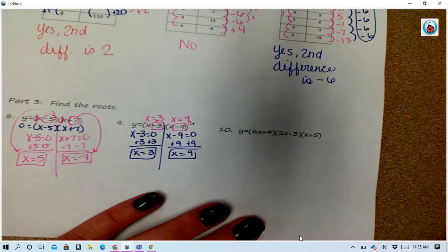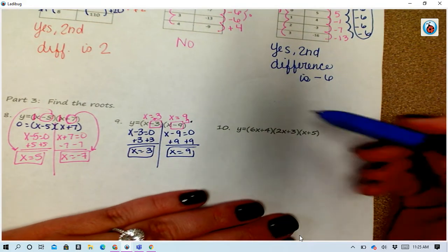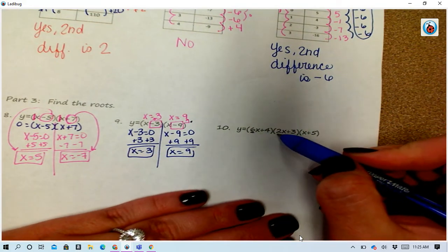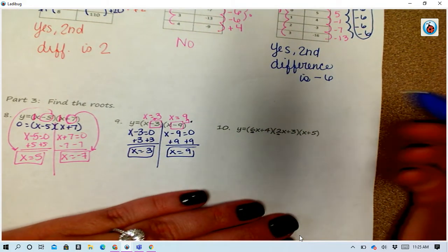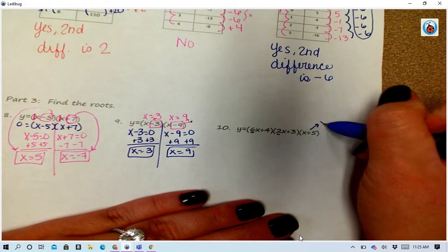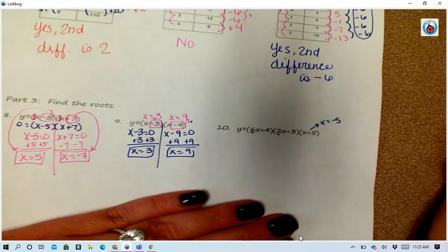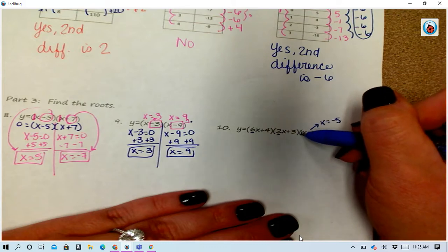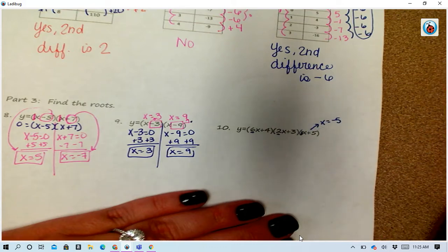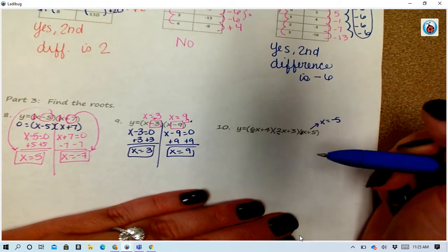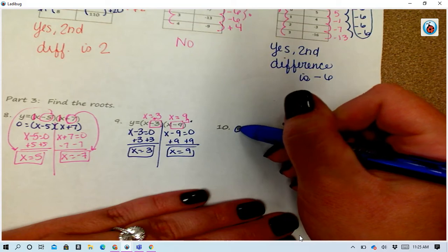Okay, number 10 does throw you off a little bit. Why? Because I put some coefficients here in front of the x. So the only one that you could use the rule on is this last set of parentheses, because there's not a numerical coefficient in front of x. How do you do your rule? You set this equal to 0. Sometimes I get lazy and just write that over with a 0.